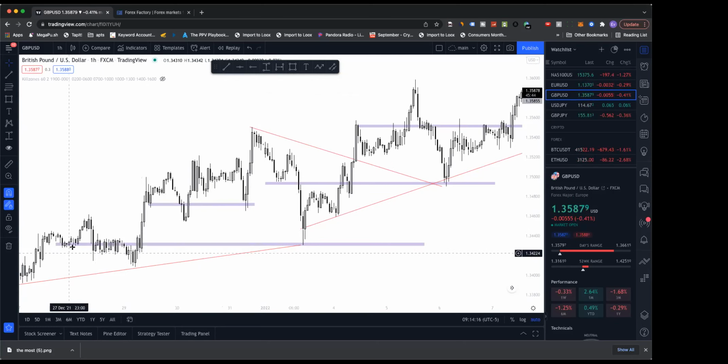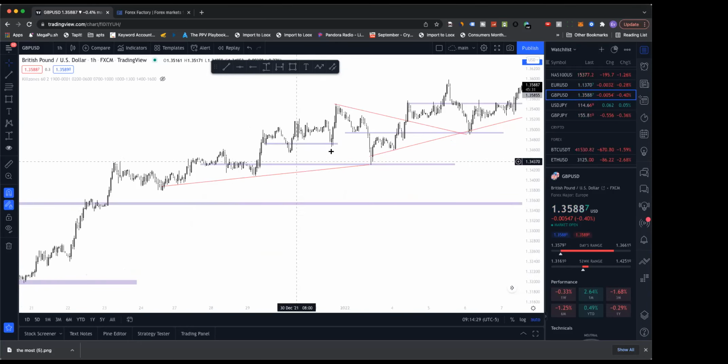Same thing here: low, high, lower low, higher high. We form a base at the same level of our QM. Price moves back down into it here. Okay, 1, 2, 3 taps for your continuation.